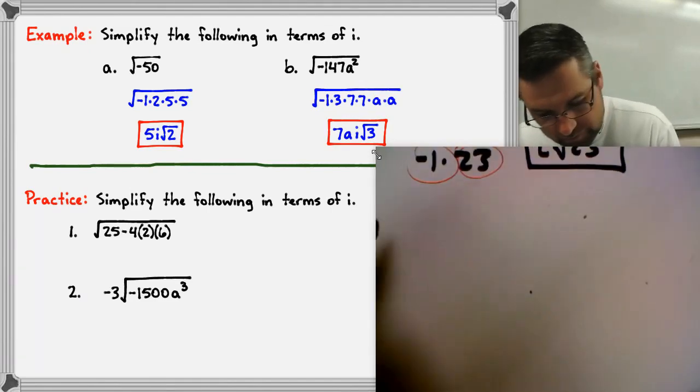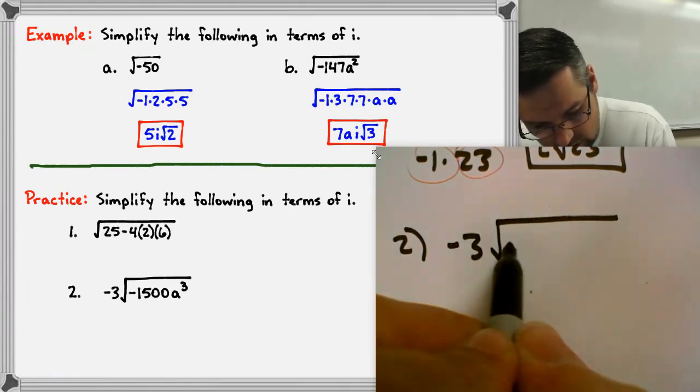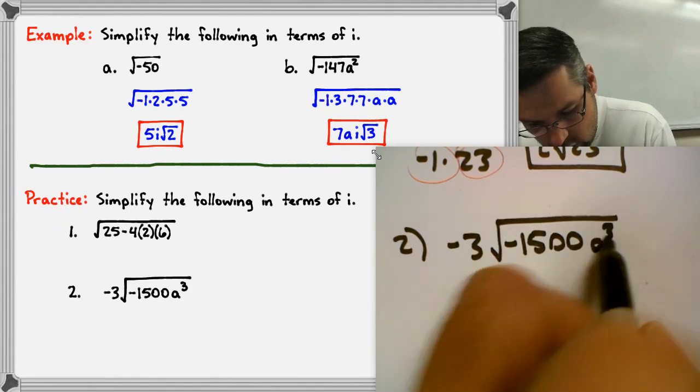For number 2, we have some big numbers here. We've got negative 3 times the square root of negative 1,500a cubed.